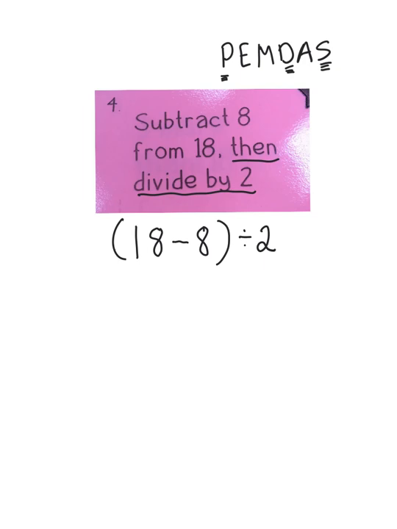Let's go ahead and simplify this one. 18 minus 8 is 10. Drop down the divide by 2. 10 divided by 2 is 5. Okay, let's do one more.